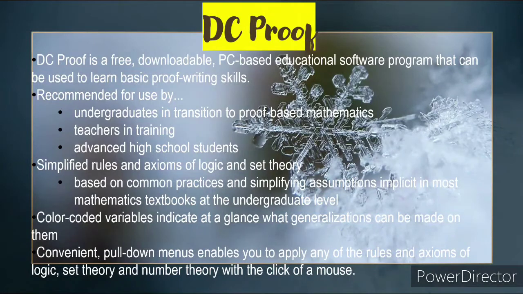So, the third one is DC Proof. When we talk about DC Proof software, it is a free, downloadable, PC-based educational software program that can be used to learn basic proof writing skills. Recommended for use by undergraduates in transition to proof-based mathematics, teachers in training, and advanced high school students, it has simplified rules and axioms of logic and set theory, based on common practice and simplifying assumptions implicit in most mathematics textbooks at the undergraduate level. Now, let's see the surface of the software.